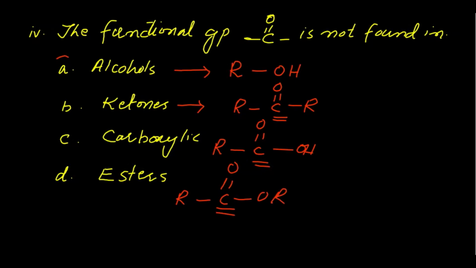Now students, if we compare the general formulas of all the given compounds, we can notice alcohol is the organic compound which does not contain the carbonyl functional group. So what is the correct option, students? The correct option is option number A. This is the correct option. I hope this is clear, students. Now we will see the next question which is given.